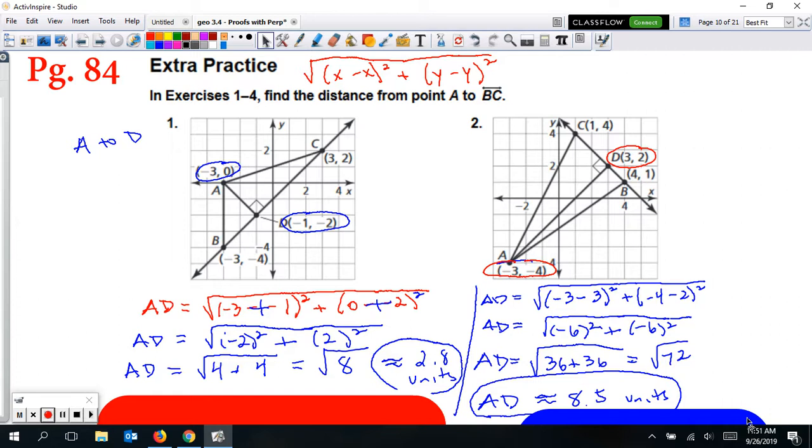So approximately 8.5 units. Remember to round your decimals. So just make sure you round, look at the second one. If we're wanting to round to just 1 decimal place, always look at your second number here and see if it's more than 5, this will go up. If it's less than 5, you keep it the way it is.